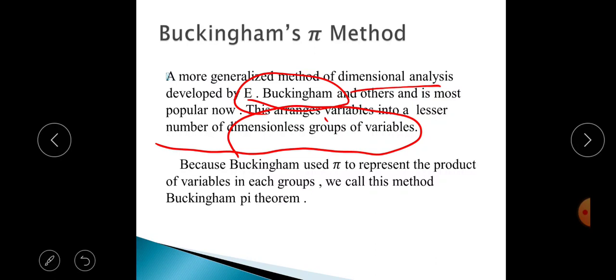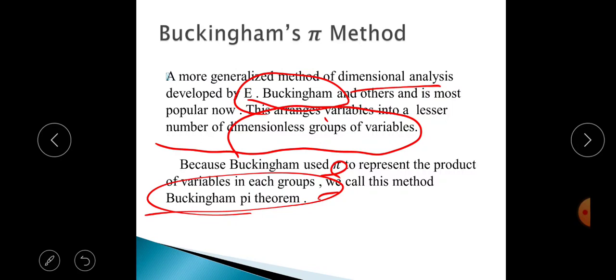Now the question is why we call this Buckingham Pi method or Buckingham Pi theorem. Because Buckingham used the pi term to represent the product of variables in each group, we call this method Buckingham Pi. So it is simply because he used the pi term to represent the product of variables. Because of that we call this Buckingham's Pi method or Pi theorem.